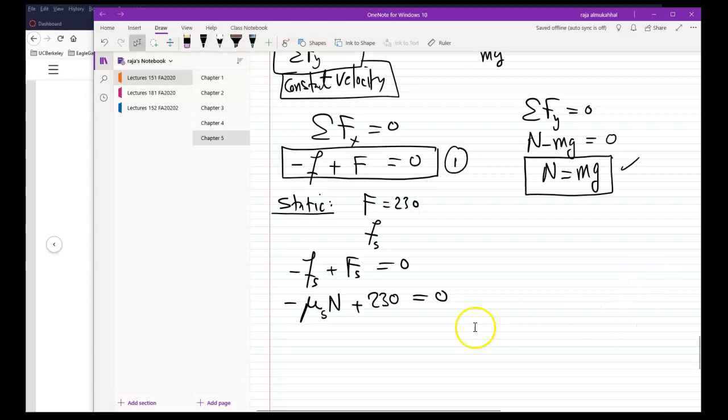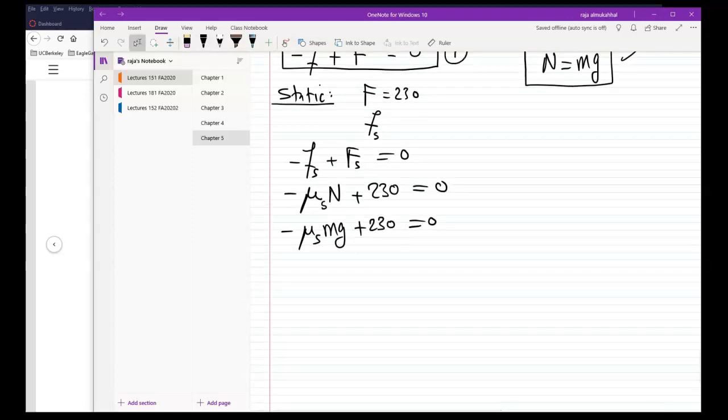Now, remember, he's asking for mu sub s. Well, the problem becomes trivial. I already know what n is. It's right there. And he tells me the weight, he said 500 Newton. So in this case, I can go back here and plug it in. So that's going to be minus mu sub s mg plus 230 equals 0. Solve for mu sub s, if I just do the algebra, 230 over mg, and there we go, I'm done.